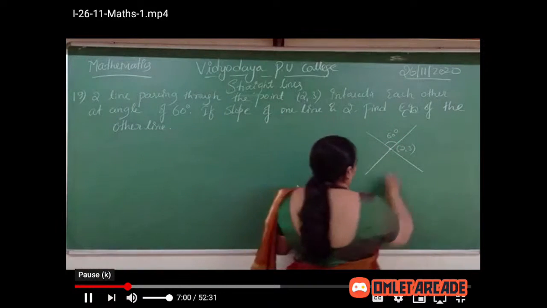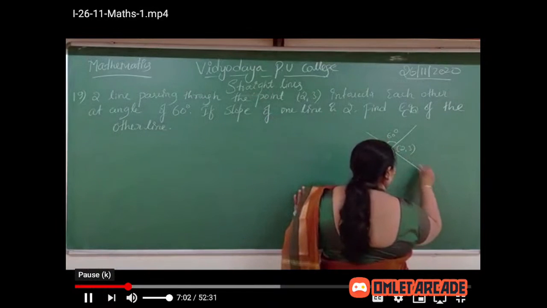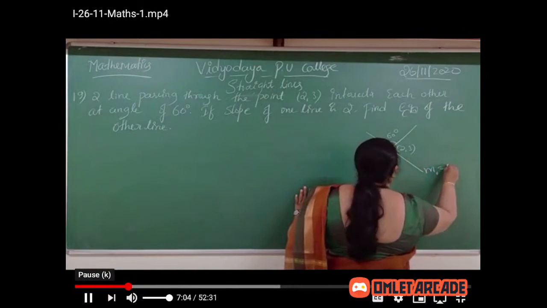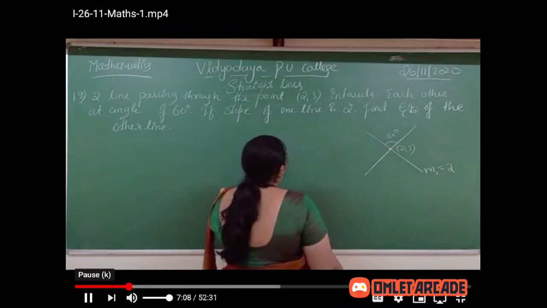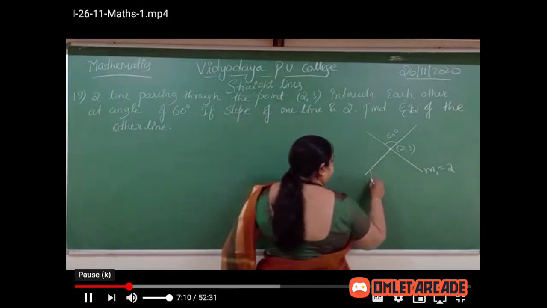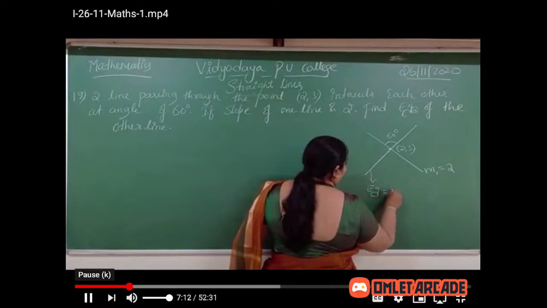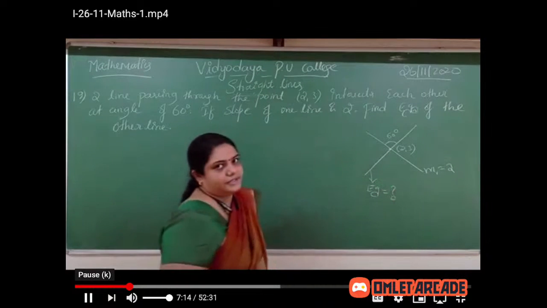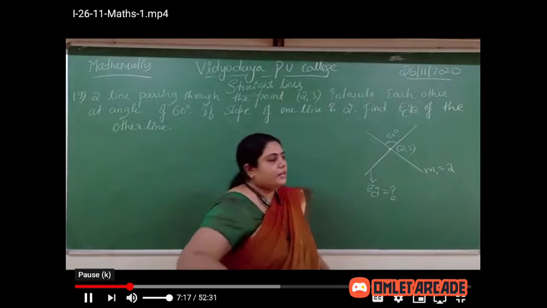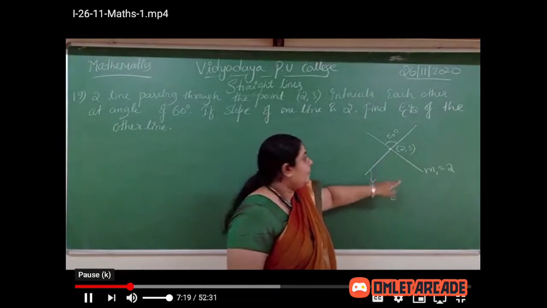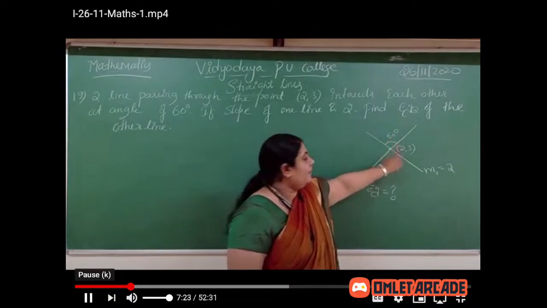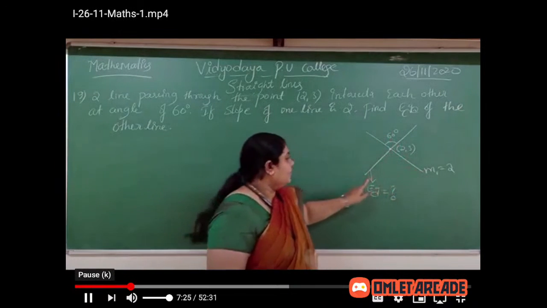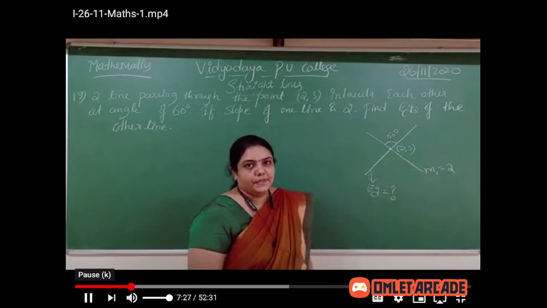Slope of one line is 2. If I take this as line 1, can I take m1 as 2? Then find the equation of the other line. See, in the picture I have written what is given and what you need to find. Point of intersection of two lines is given, angle between the two lines is given, slope of one line is given, you need to find the equation of the other line.